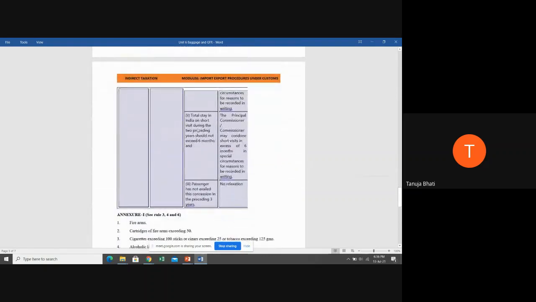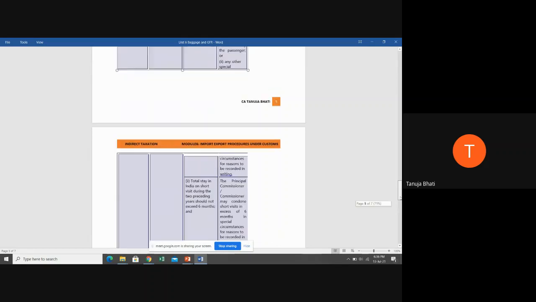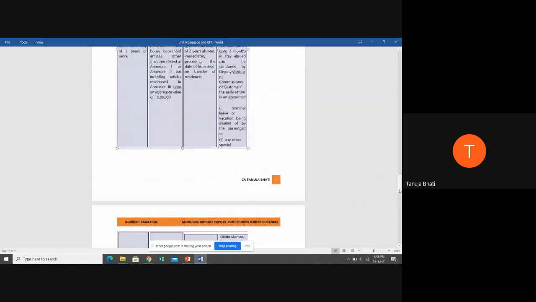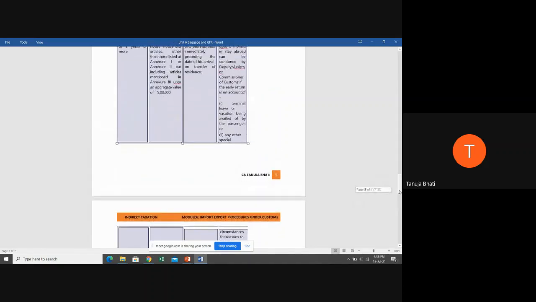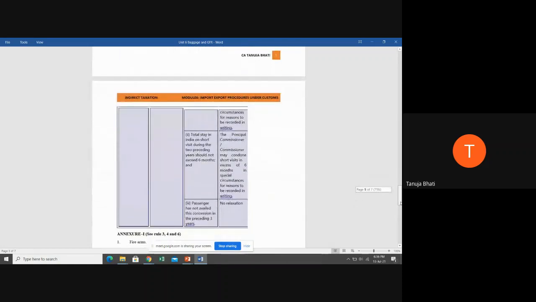Next, for the same thing, the condition is that the total stay in India on short visits during the 2 preceding years should not exceed 6 months, and the passenger has not availed this concession in the preceding 3 years. So these are the three conditions to be fulfilled if he has to get a general free allowance on the goods specified in Annexure 3, up to a value of 5 lakh rupees.